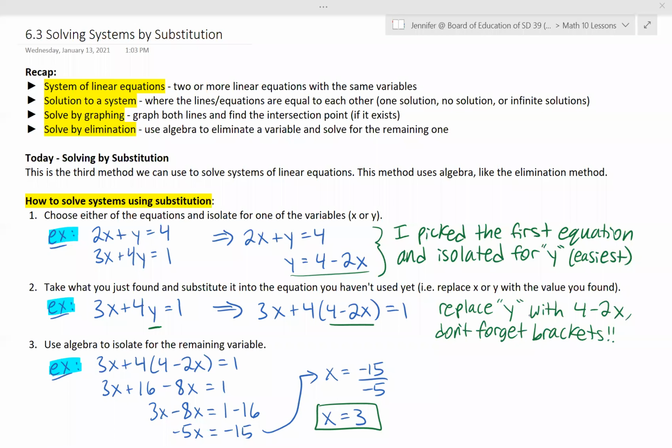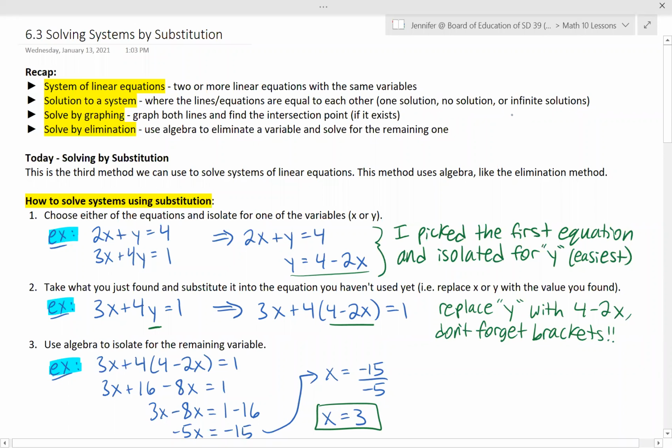This is lesson 6.3, solving systems by substitution. So far in this chapter, we've learned that a system of linear equations is two or more linear equations with the same variables. We know that the solution to a system is where the lines cross each other, or when the equations are equal to each other. And there are three possibilities: one solution, no solution, or infinite solutions.